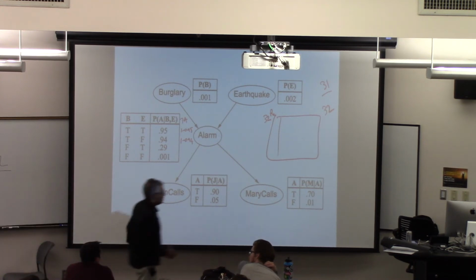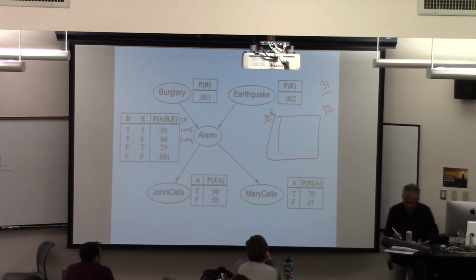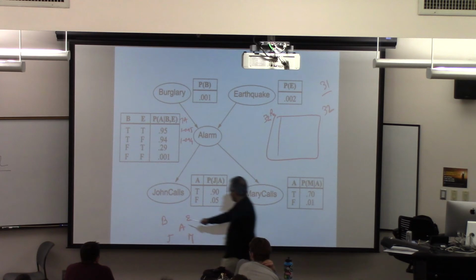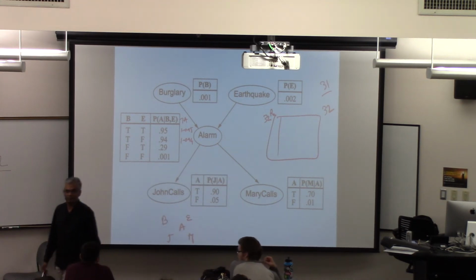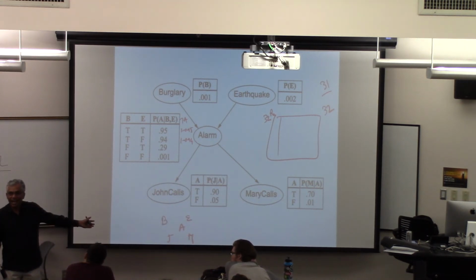You see what I'm saying? It turns out that there's a beautiful Bayes network which is like this. B, E, A, J, M. No damn connections. Right? How many numbers do you need to give to specify this? 5.